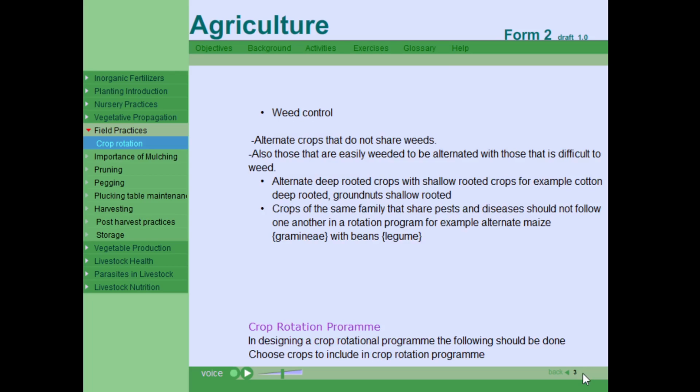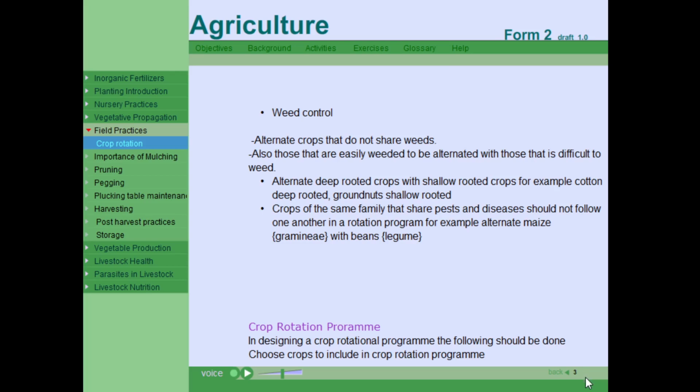Factors influencing crop rotation. Factors considered when designing a crop rotation program include weed control: alternate crops that do not share weeds, and also those that are easily weeded should be alternated with those that are difficult to weed. Alternate deep-rooted crops with shallow-rooted crops, for example, cotton is deep-rooted, groundnuts are shallow-rooted.